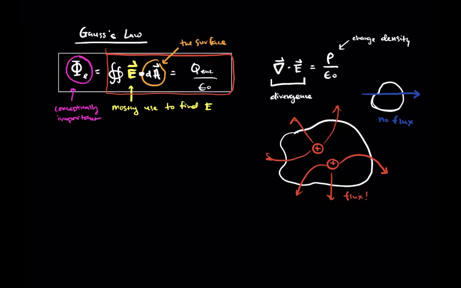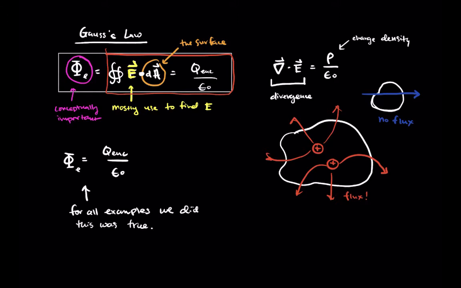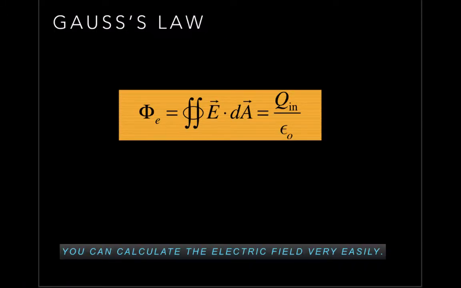You notice the last three problems we solved for flux, what was the answer? Q over epsilon naught. We kept getting Q enclosed over epsilon naught. Even if it's an infinite thing, the charge enclosed is not infinite. It's just the amount of charge inside the Gaussian surface you create. So this is Gauss's law.